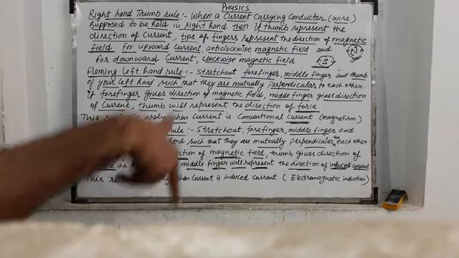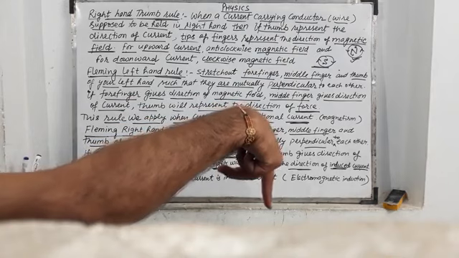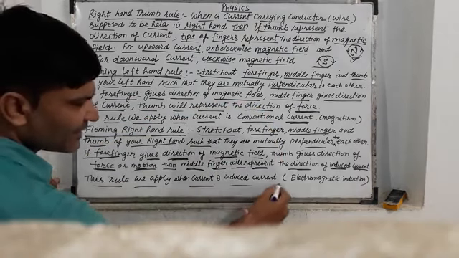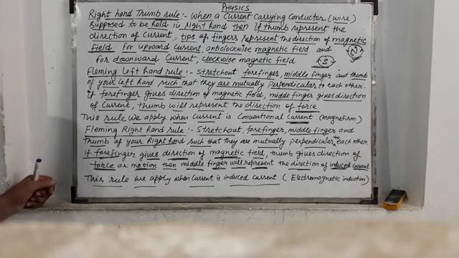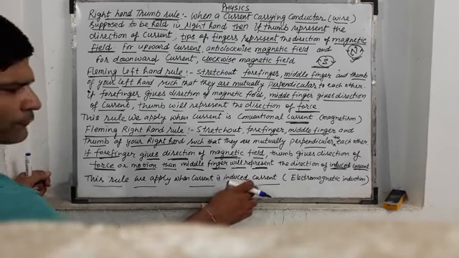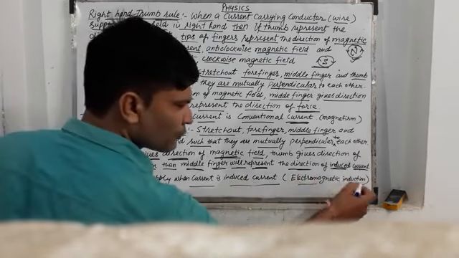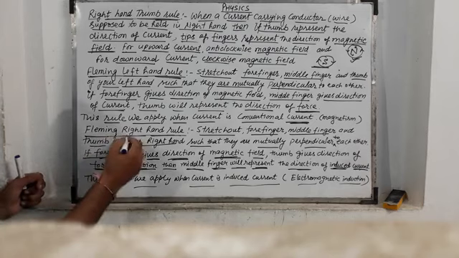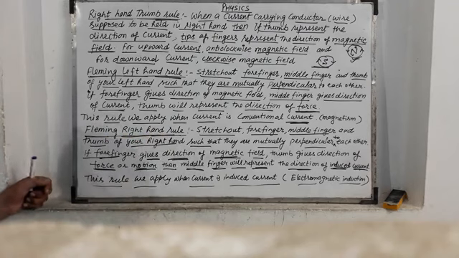We use this in case of electric generator. This rule we apply when current is induced current, and in case of generator the current is induced current. So the principle of generator is electromagnetic induction, and in generator, to find the direction of current we use Fleming right hand rule.